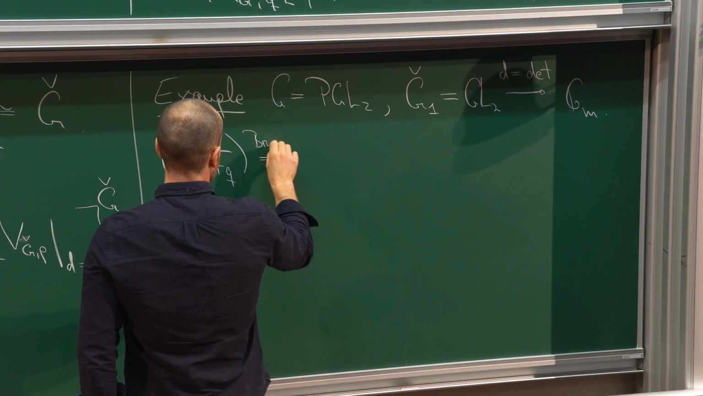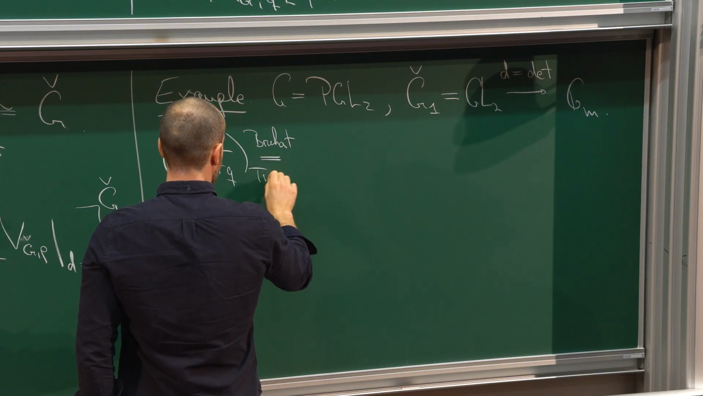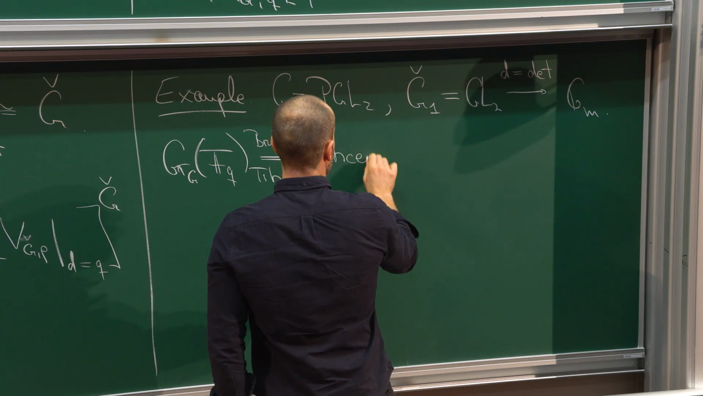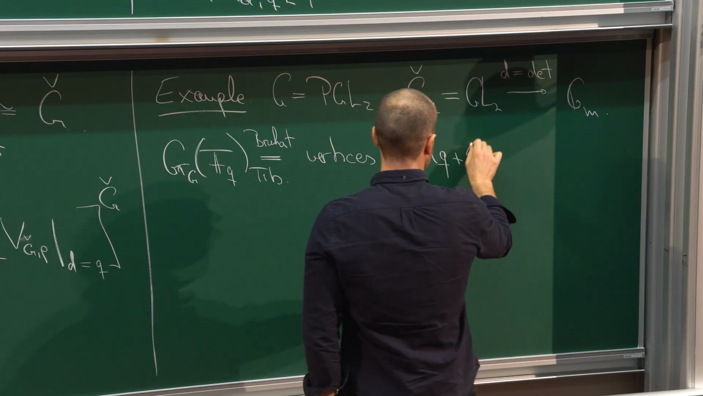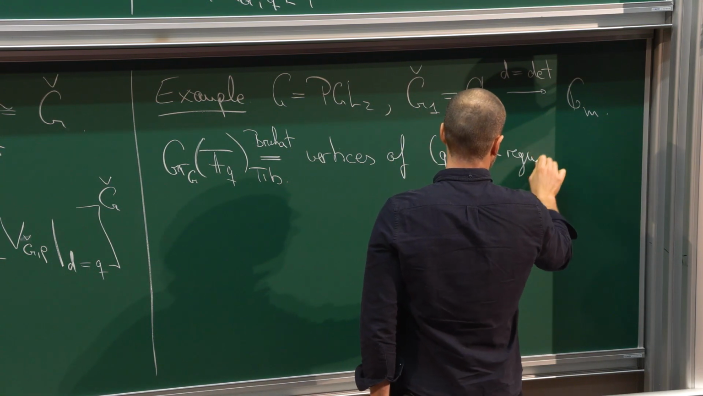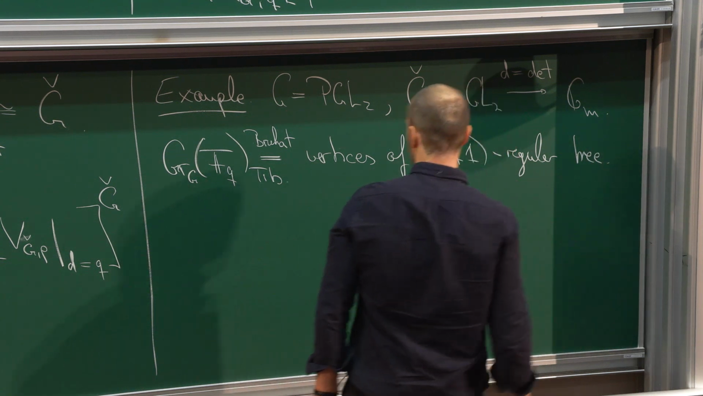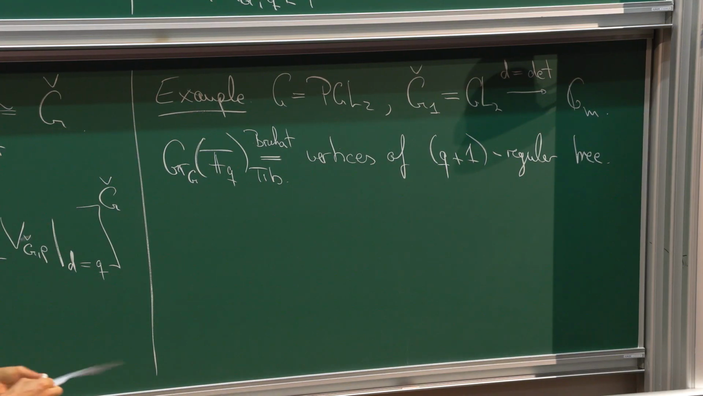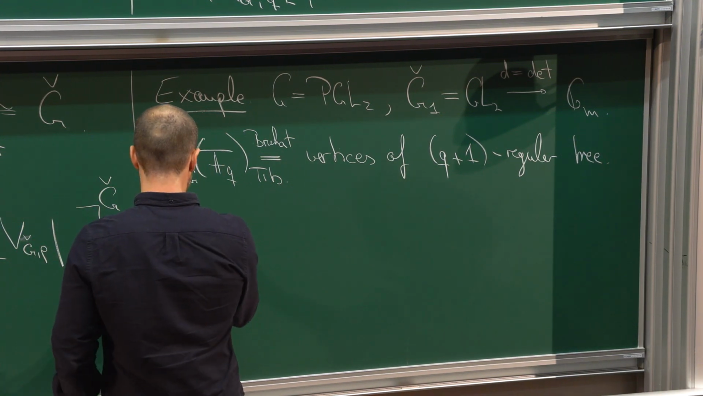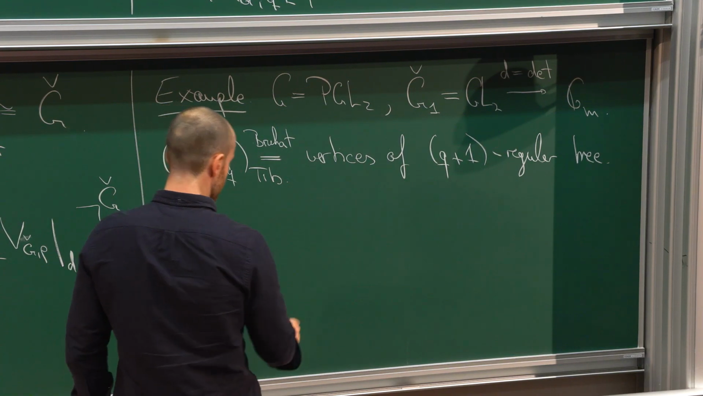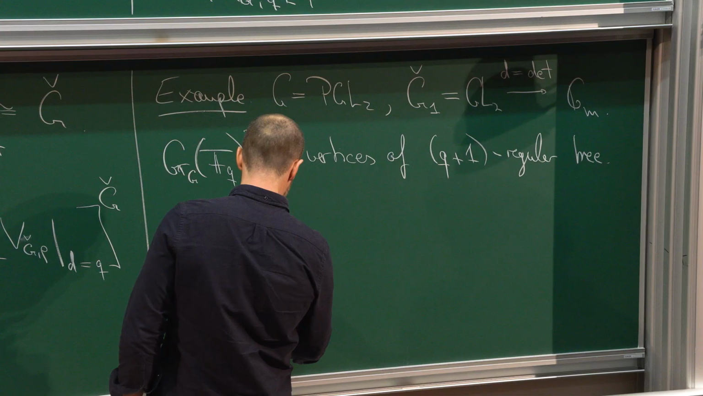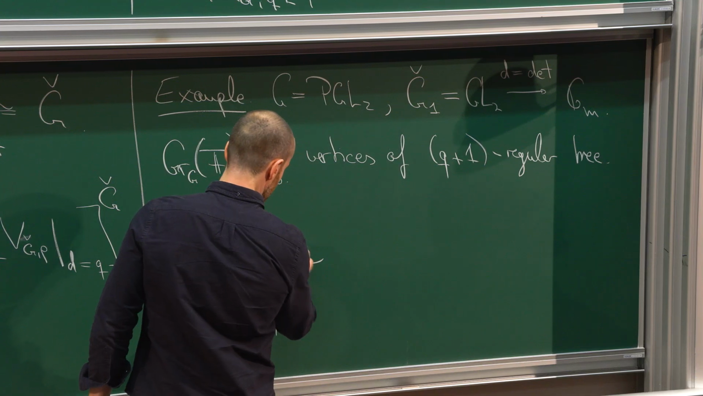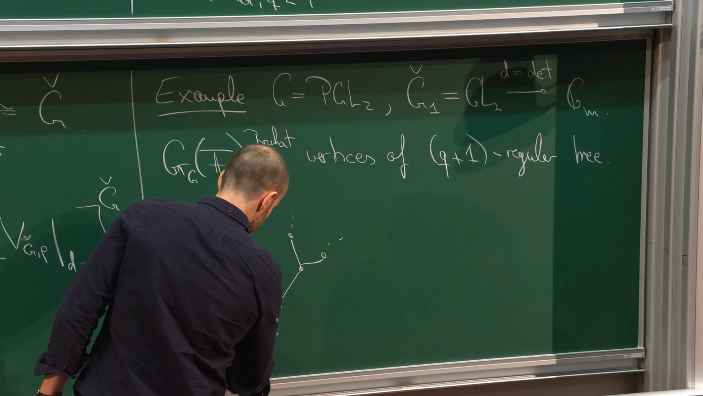And this here, I guess, is Bruhat-Tits. Then these are the vertices of a Q plus one regular tree. In other words, these are just homothetic classes of two-dimensional lattices. And let me also draw a picture for Q equal to 2. It's like this, and then it goes off to infinity.